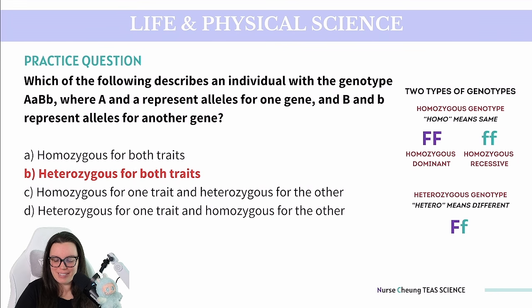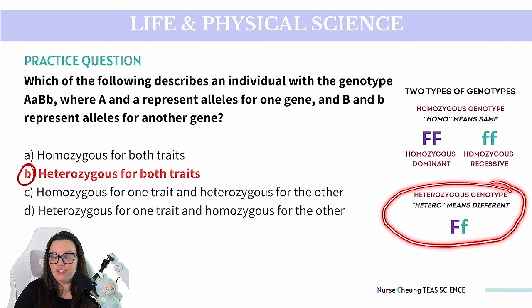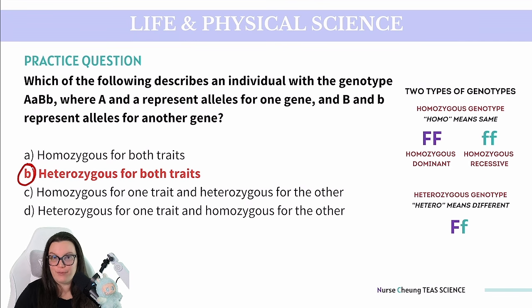And you've got it, the correct answer is B. They're both going to be heterozygous. So remember, whenever we have an uppercase letter and a lowercase letter attached to each other, that means that we're going to see a heterozygous genotype, hetero meaning different.